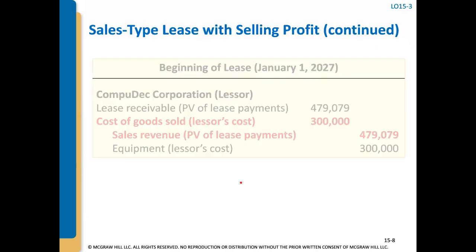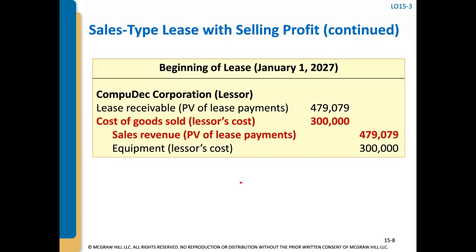Now I'm going to go back to our example where we have a selling profit, where the cost of the equipment is $300,000, not $479,000. So Compudec Corporation is the lessor. Here we have a lease receivable for the present value of the lease payments for $479,000. We're going to credit our equipment at our cost, which is $300,000.